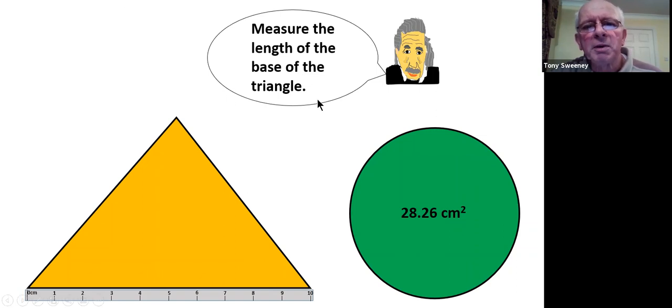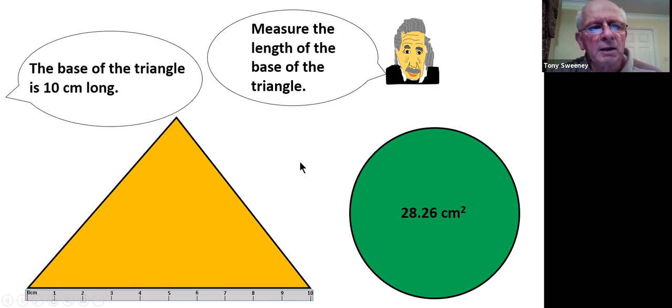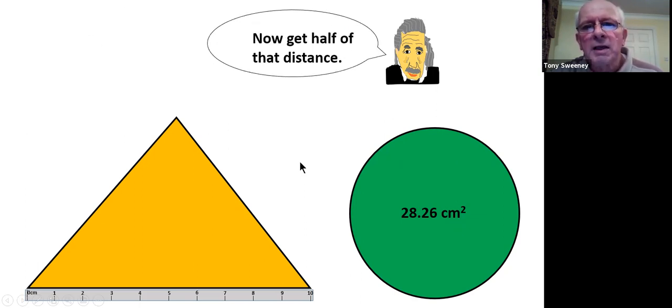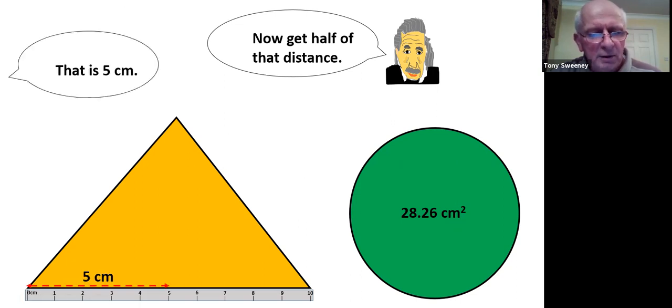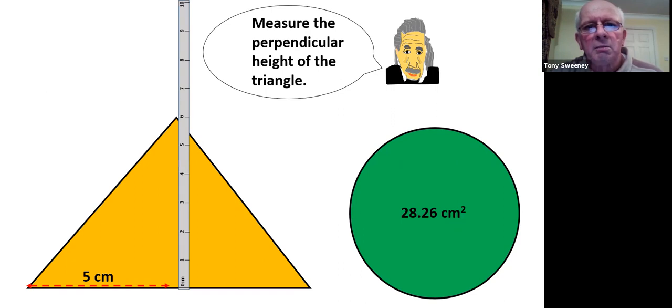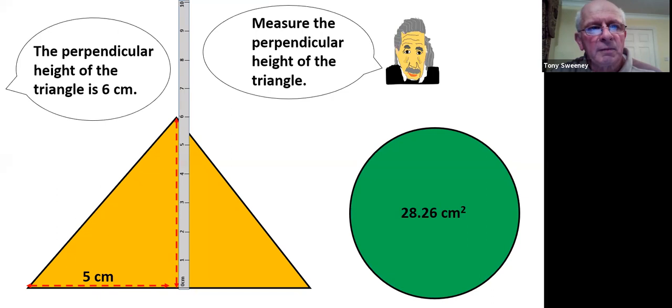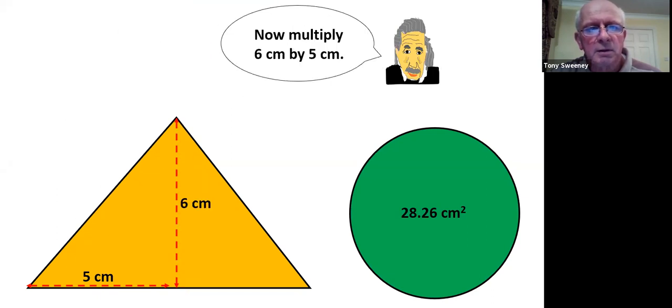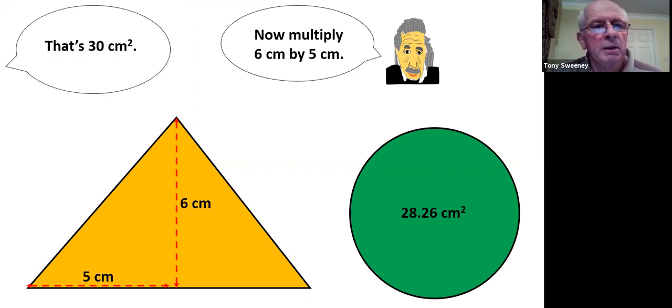Measure the length of the base of the triangle. The base of the triangle is 10 centimeters long. Now get half of that distance. That is 5 centimeters. Measure the perpendicular height of the triangle. Perpendicular height of the triangle is 6 centimeters. Now multiply 6 centimeters by 5 centimeters. That's 30 centimeters squared.